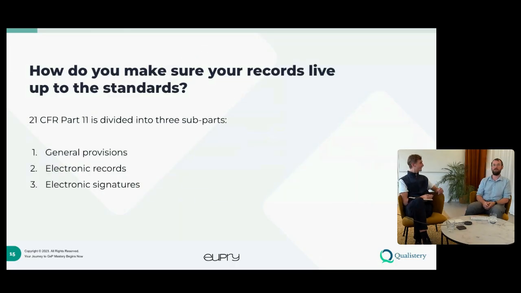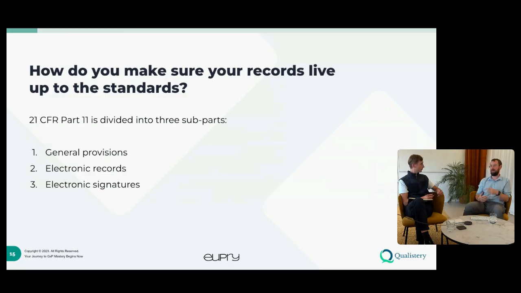First of all, 21 CFR Part 11 is divided into 3 subparts. There's the general provisions, where we have the definitions of the different terminology. We won't go too much into detail today about the specific terminology, unless there are some specific questions. The second part is electronic records, and the third part is electronic signatures.